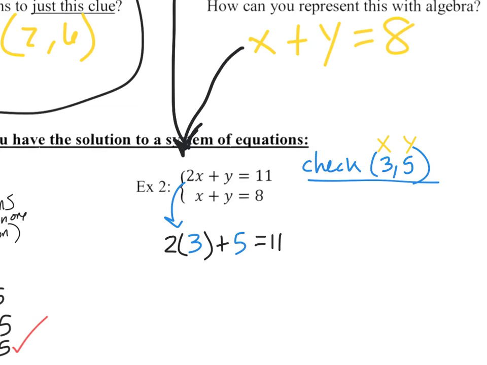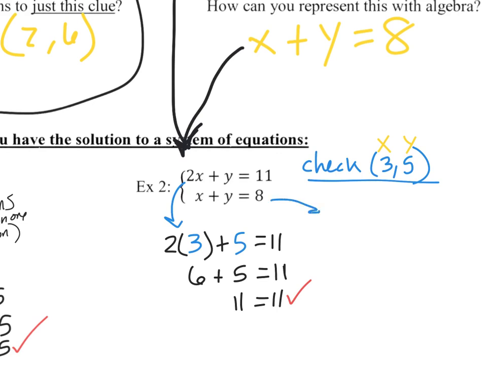So let's simplify this. 2 times 3 is 6. So 6 plus 5 equals 11. I rewrite the equation step by step. Then I have 6 plus 5, which is 11. So I get an equation that is true. So it checks out for equation number 1.